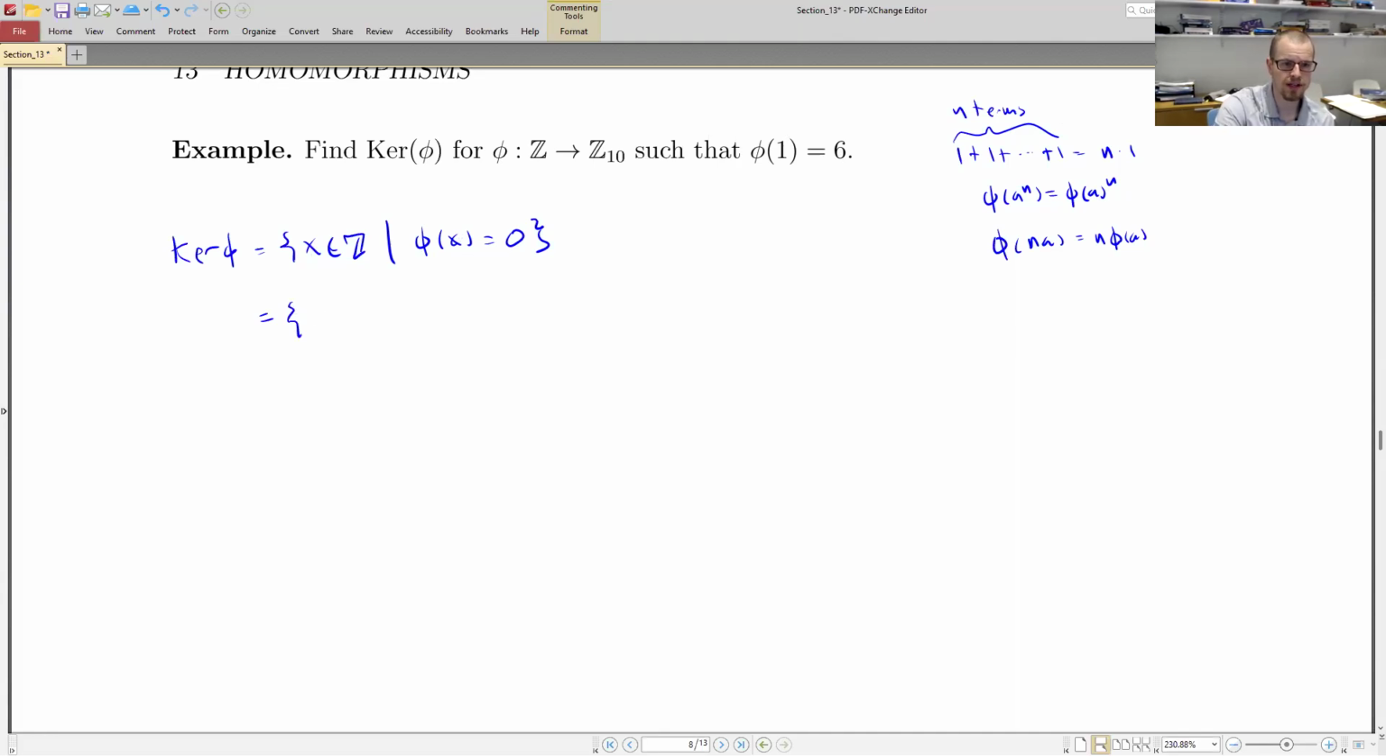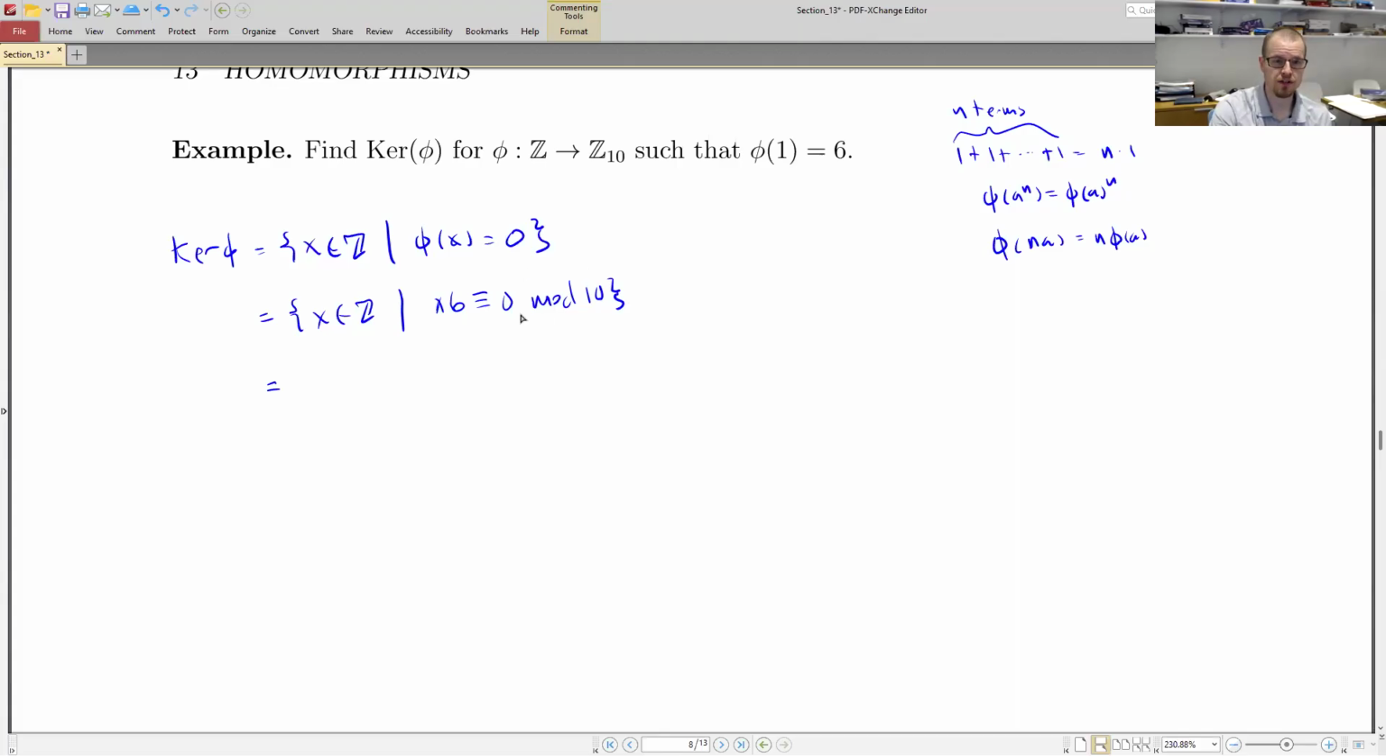Right, so we're going to start to rewrite what we have going on here. So it's all of the integers such that now we have that the image of 1 is 6. So phi of n times a, x is x times 1. So we can understand this to be not phi of, but the image of x times 1 is x times 6. So we're looking for the things x times 6 that are congruent to 0 modulo 10, because we're working in Z10.